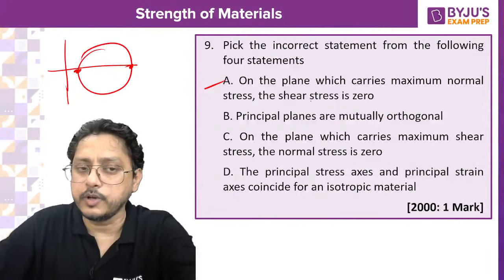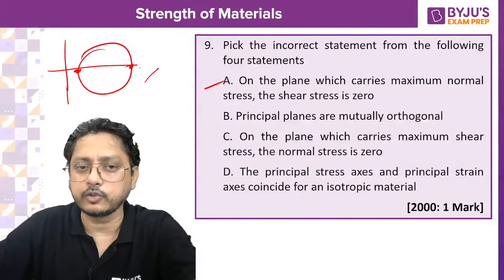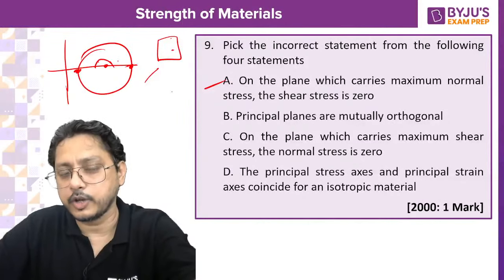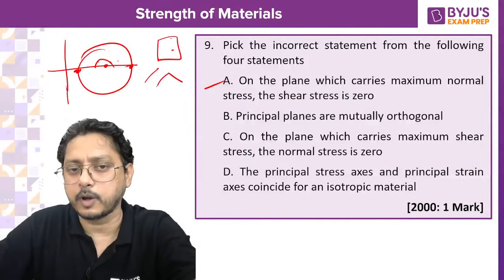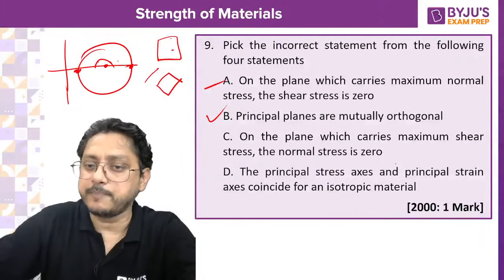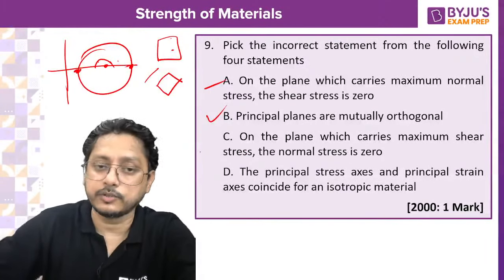Principal planes are mutually orthogonal, that is also correct. You know that from the real element, if you have a theta here, it is 2 theta on the circle, so they are always mutually perpendicular planes. Then this is also correct. On the plane which carries maximum shear stress, the normal stress is 0. That is not at all correct.